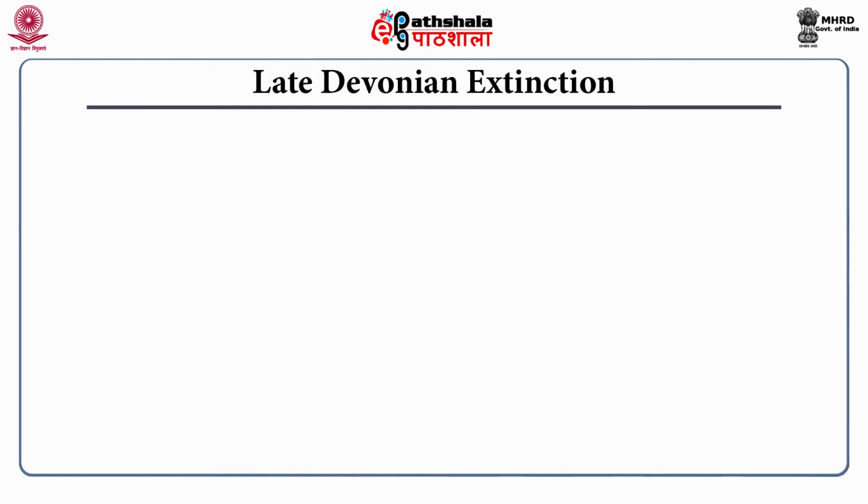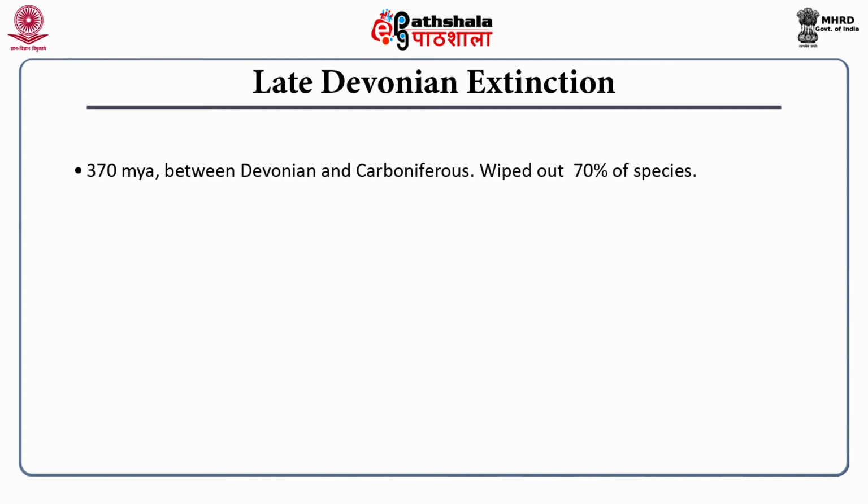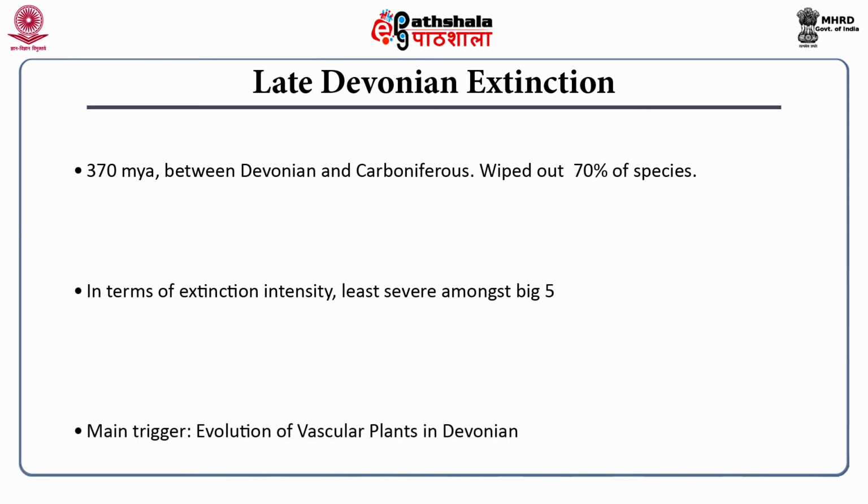Second in our extinction events is the late Devonian extinction, which happened 370 million years ago between the Devonian and Carboniferous eras. It wiped out almost 70% of species. In terms of extinction intensity, the late Devonian extinction is the least severe among the big five. The main trigger of this extinction event is the evolution of vascular plants in the Devonian. Whenever the vascular plants evolved in the Devonian era, they consumed a lot more CO2 from the atmosphere, and that led to global cooling.